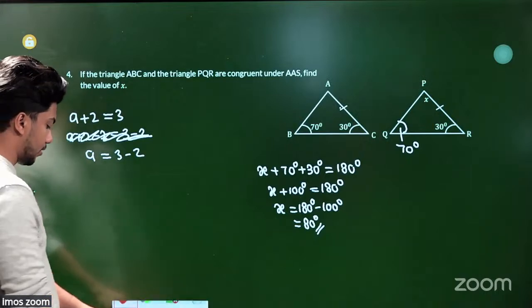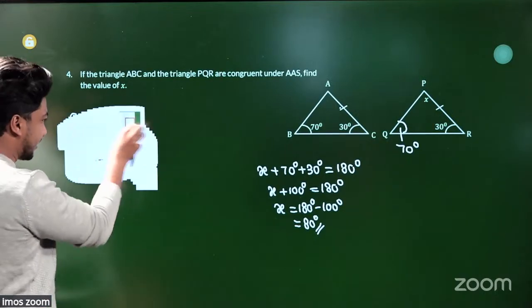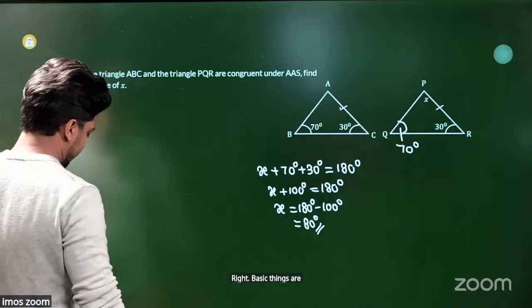Right. Basic things are right. So x is 80 degrees.